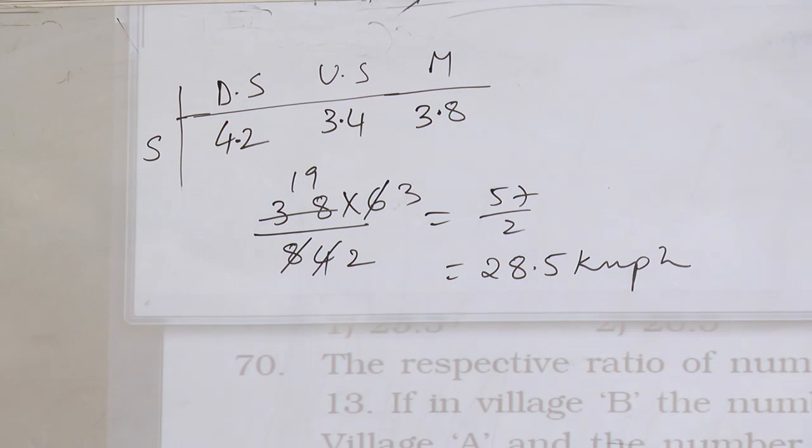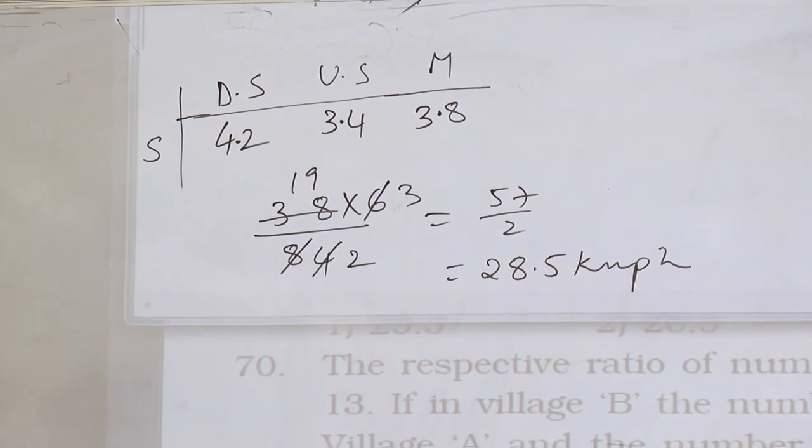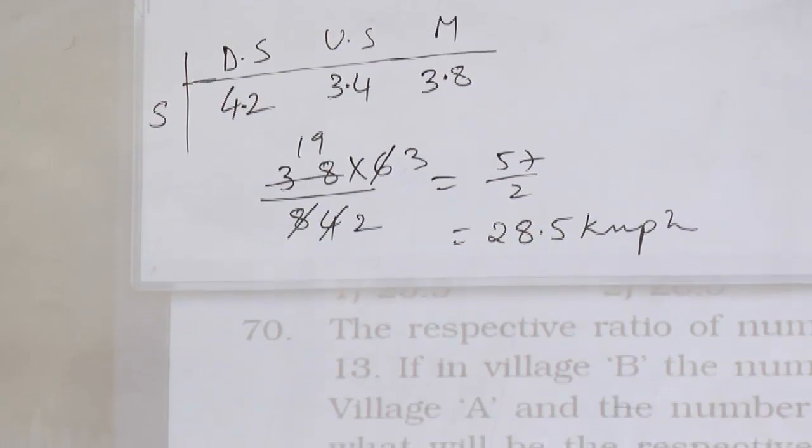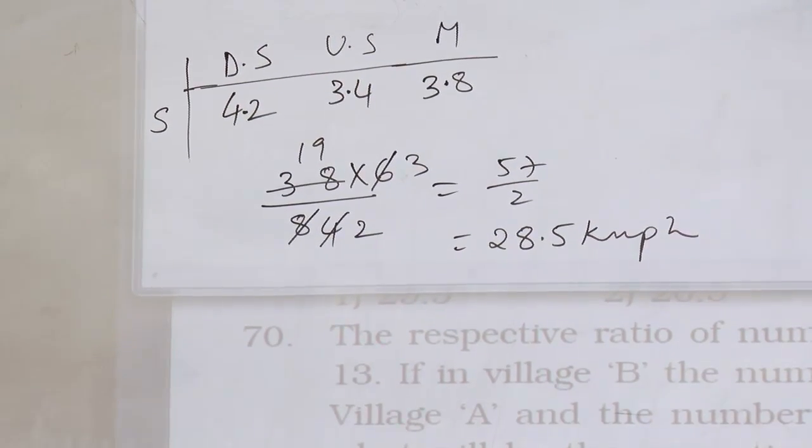Next 70. The respective ratio of number of males to number of females in village A is 10:13. If in village B the number of males is 12% more than the number of males in village A, and the number of females is 20% more than those in village A, then what will be the ratio of male to female in village B?